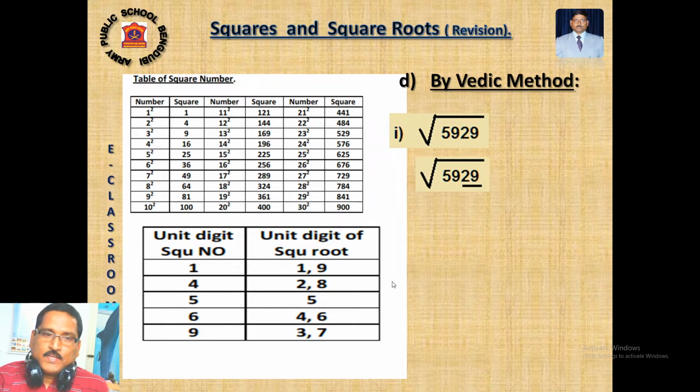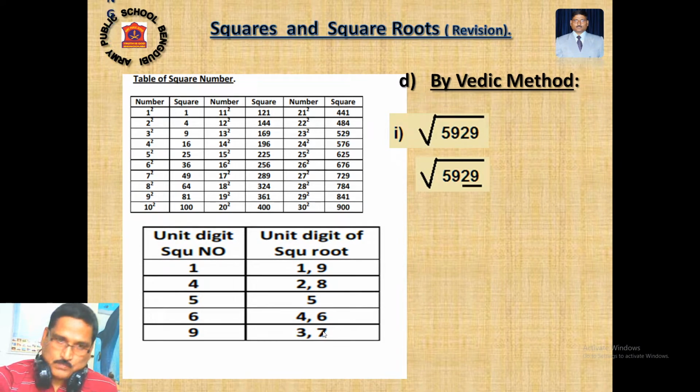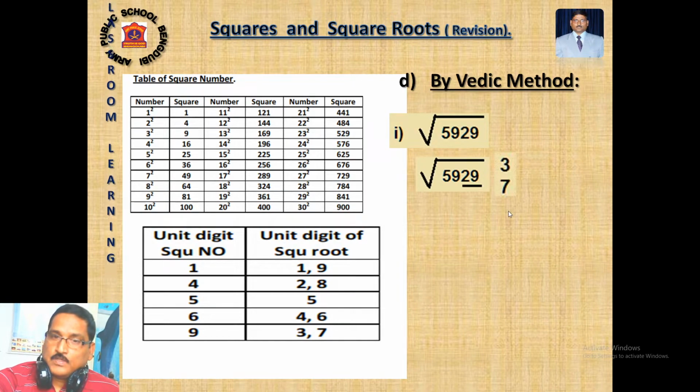So for a number ending with 9, what will be the unit digit of the square root? Either 3 or 7. This chart you have to remember. Otherwise you cannot solve. So very easy method. You need not calculate too much. Then the unit digit may be 3 or 7. It is not clear which one it will be, but it will tell you after the second digit.